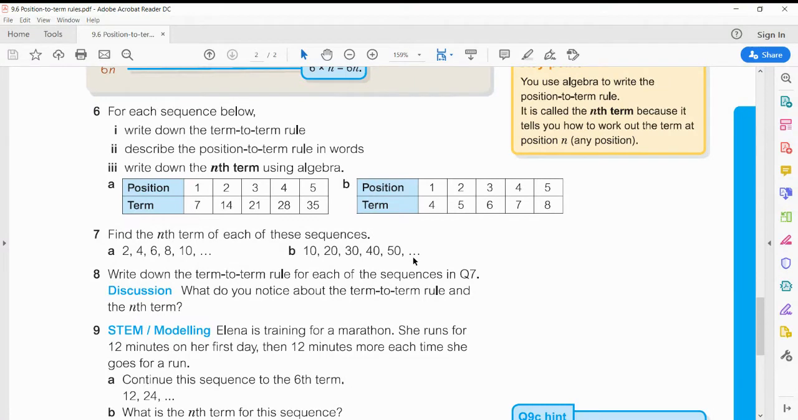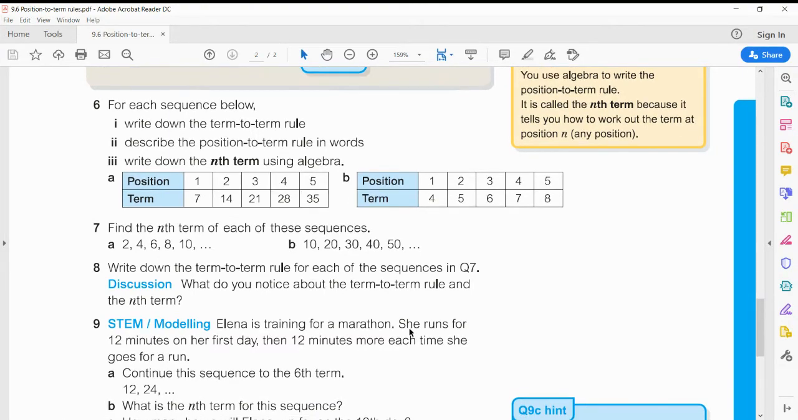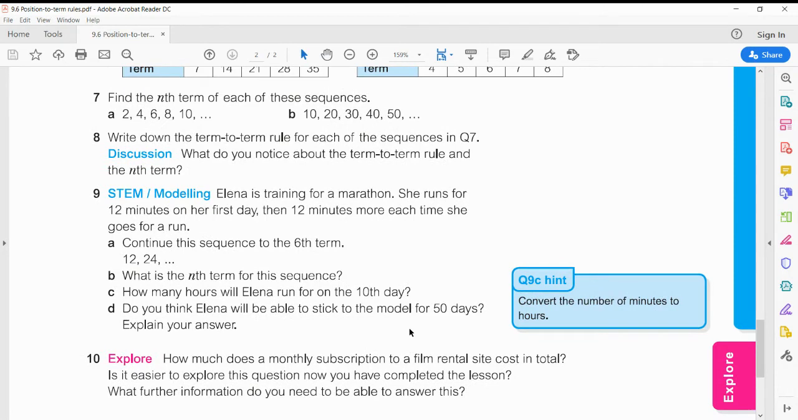Okay, so STEM: science, technology, engineering, and maths modelling. Elena is training for a marathon. She runs for 12 minutes on her first day and then 12 minutes more each time she goes for a run. Complete a sequence up to the 6th term. So it's going to be 12, 24, 36, 48, 60, and 72.